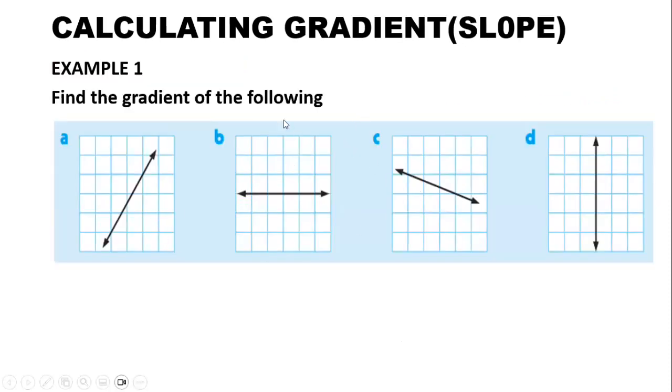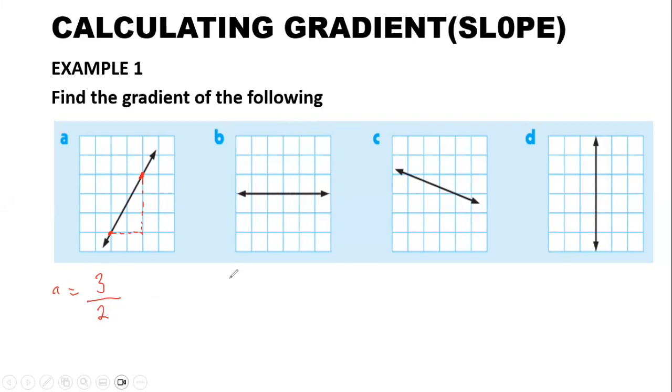In the following graphs, we are asked to calculate the gradient. You see, in these examples, the coordinates are not given, so we'll form smaller right angles in order to determine our gradient. In A, we see that the line passes through this point and this point, so we can form a smaller triangle here. So A, the gradient is going to be the rise, that's a vertical distance, so 1, 2, 3. So 3 out of 1, 2. So the gradient is 3 over 2. Or if you leave it as a decimal, 1.5.